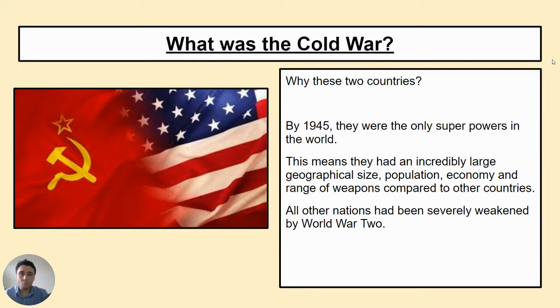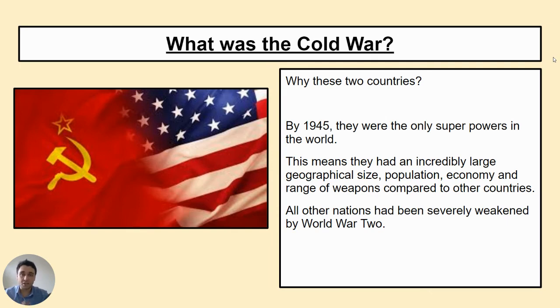So, why these two countries? Well, by 1945, they were the only superpowers left in the world. What is a superpower? Well, it means, first of all, you are an incredibly powerful country. And how do we judge that? First of all, you've got to have an incredibly large geographical size. You cannot be a superpower if you're just a tiny little Hawaiian island, for example. You've got to have a large population. You cannot be a superpower if there's just 20 people in your country.